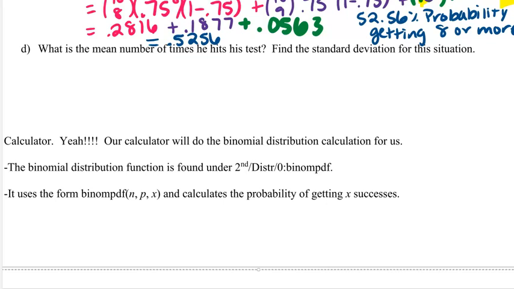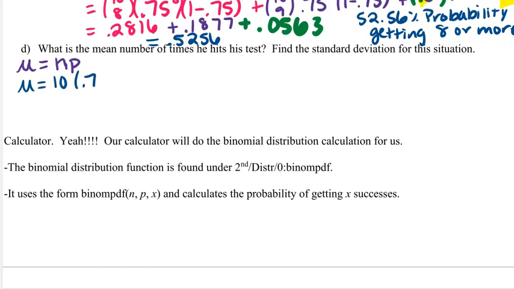So way back at the top, we got these formulas. If we don't have these formulas, they are definitely on our formula sheet. So our mean or our expected value is always going to be the number of trials times the probability of getting a success. And honestly, all you got to do is fill in the blanks. So number of trials, I got 10. Probability of getting a success is still 0.75. So that's pretty straightforward. So I'm going to have 7.5.